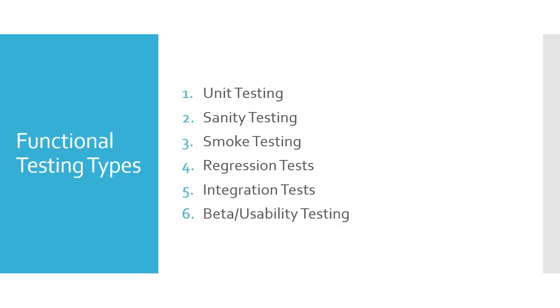So there are 6 functional testing types. That is unit testing, sanity testing, smoke testing, regression testing, integration testing, beta or usability testing.